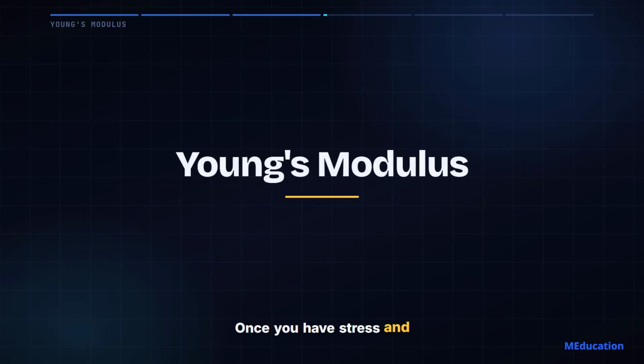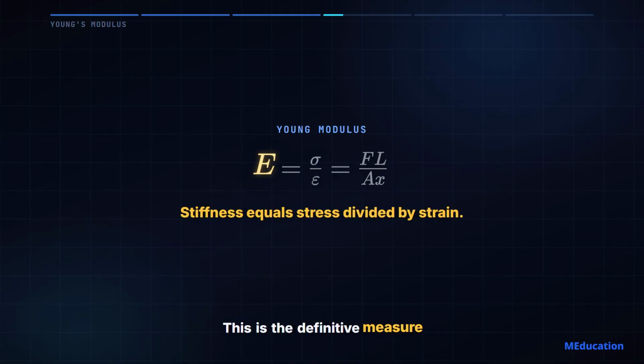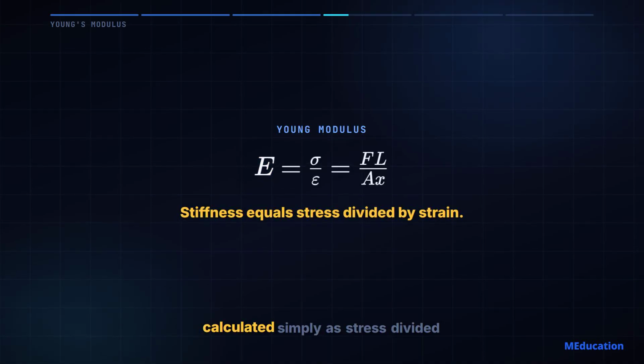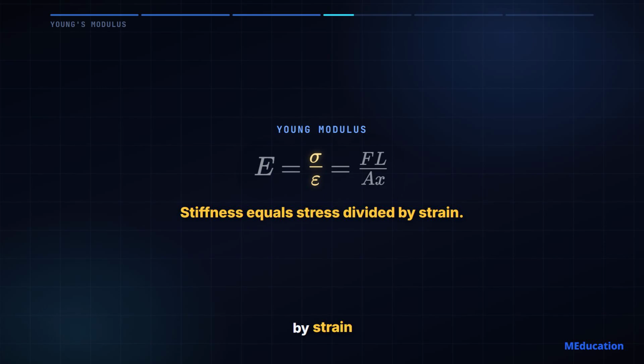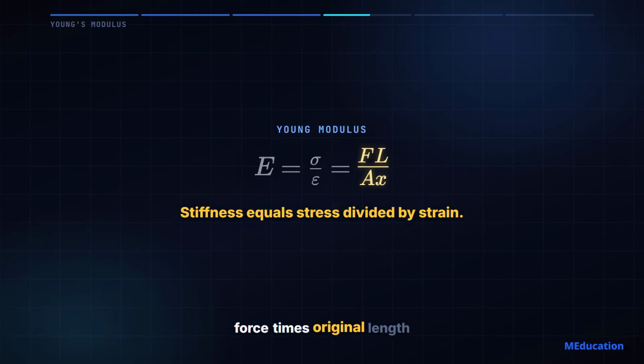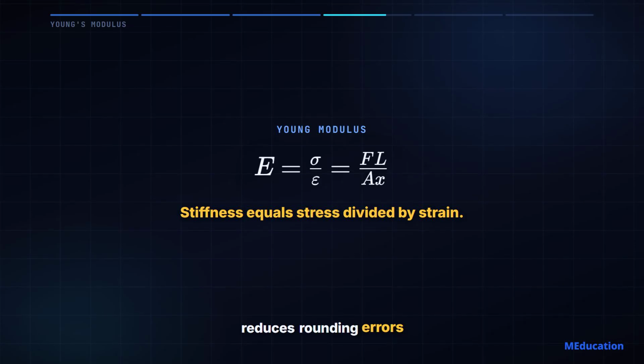Once you have stress and strain, you can find the Young modulus, represented by capital E. This is the definitive measure of a material's stiffness, calculated simply as stress divided by strain. In your exams, you will frequently expand this into a single working equation, force times original length divided by area times extension. Doing it in one step reduces rounding errors.